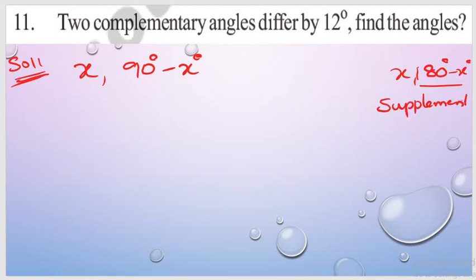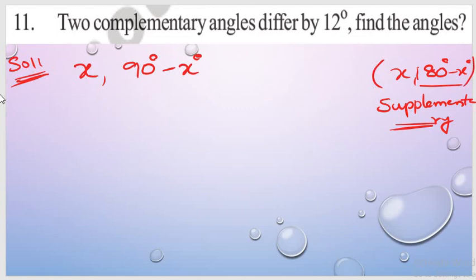Since we got the concept of complementary, we are discussing supplementary also. Whenever you are having complementary angles, you need to consider the angles as x and 90 minus x, whereas if you are having supplementary angles, then you need to consider them as x and 180 minus x.